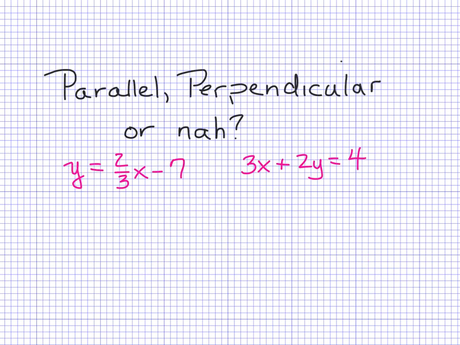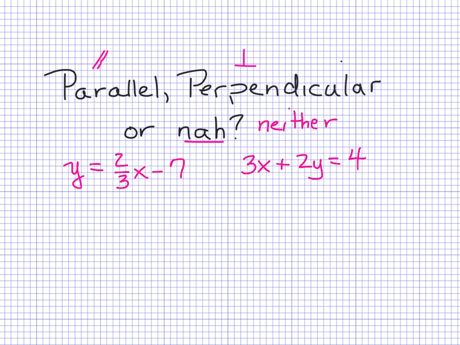I have a little game I usually play every year. It's called parallel, perpendicular, or nah. Are two lines parallel to each other? And we do have a symbol for parallel. It's two little railroad tracks. Perpendicular or neither. Are they parallel to each other, perpendicular to each other, or are they just two generic lines that aren't really related to each other by slope?